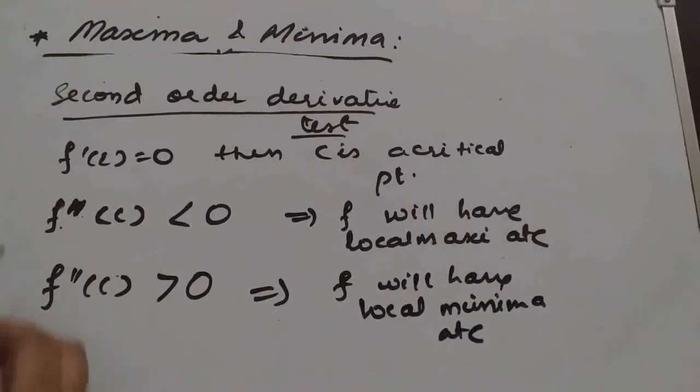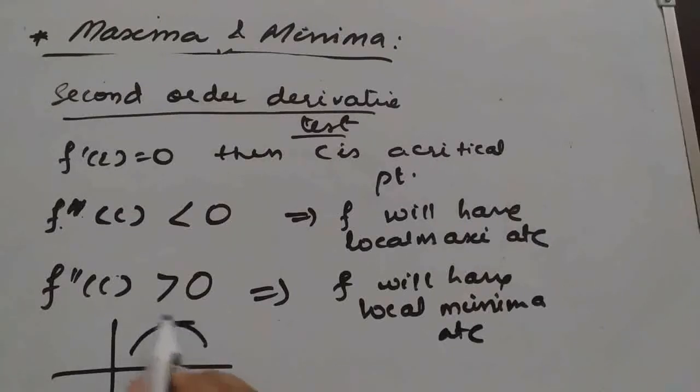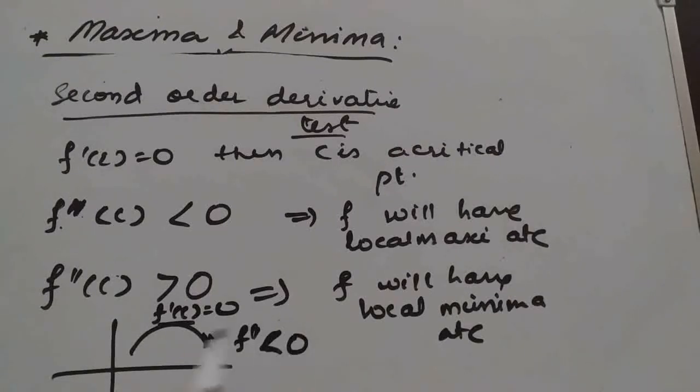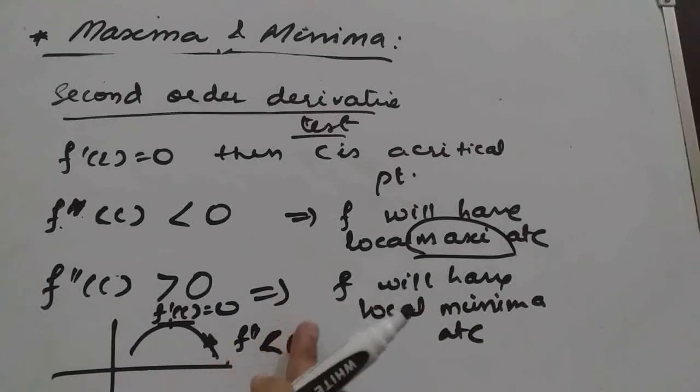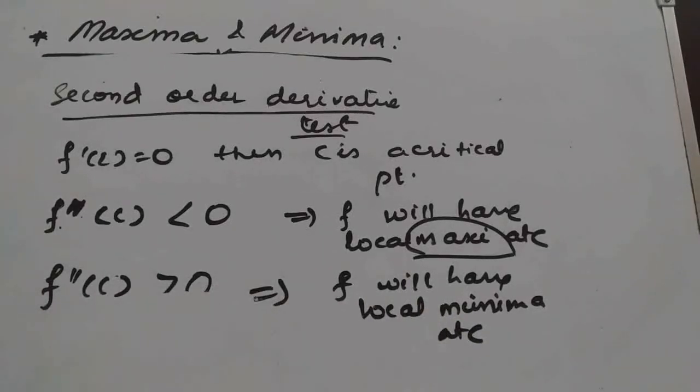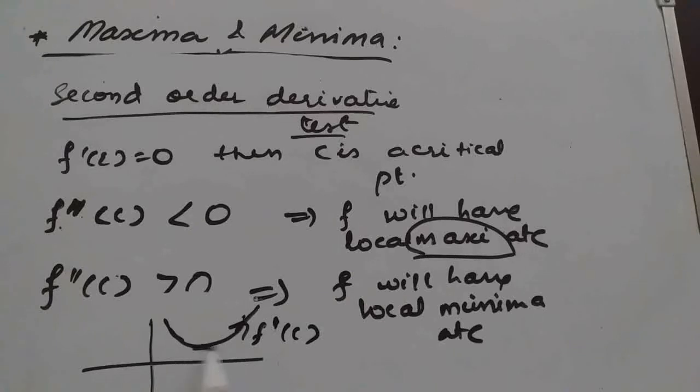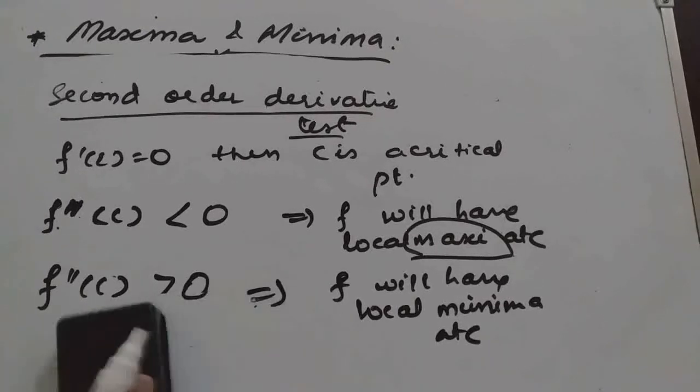Okay, see, suppose this is f dash of c equal to 0. The double order derivative is negative. Negative means it is decreasing. So decreasing means it reaches the highest point and then starts decreasing. Reaching the highest point means maxima, right? And here it is increasing, positive. This is f double dash of c, and this is f dash of c equal to 0. So positive means it reaches the lowest value and then starts increasing, right? That means this point c will be a local minima.